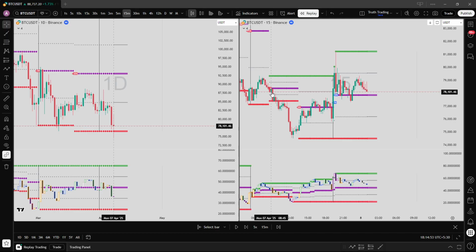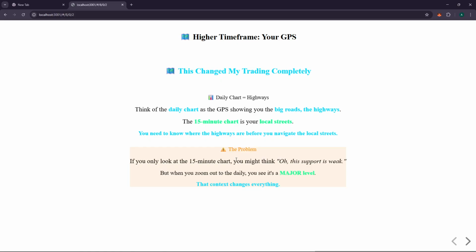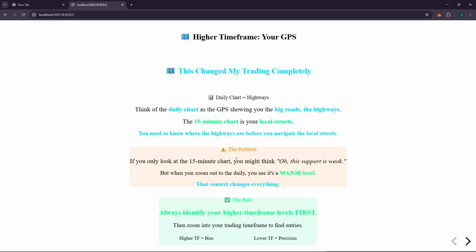So here's the rule. Always identify your higher time frame levels first, then zoom into your trading time frame to find entries. The higher time frame gives you bias, the lower time frame gives you precision. So this is what we talked about.